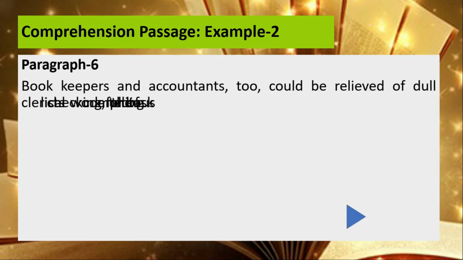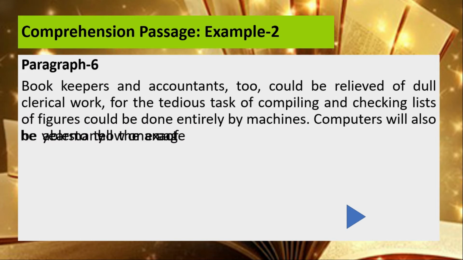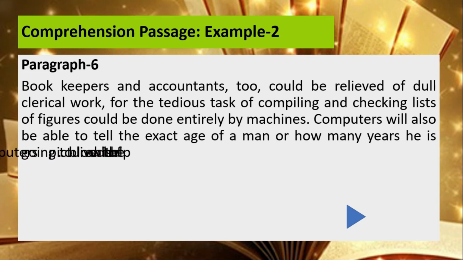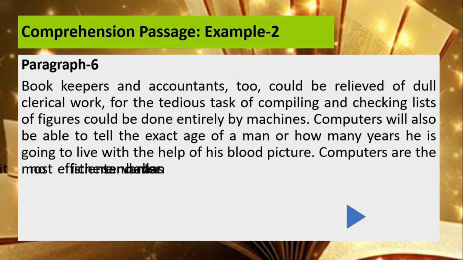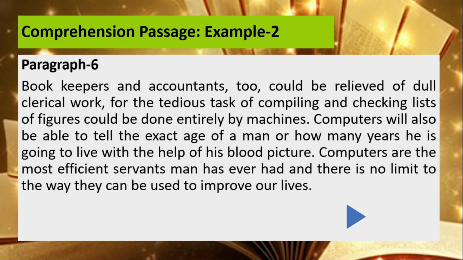Their bookkeepers and accountants too could be relieved of dull work because it becomes monotonous. Dull work that can be relieved with the help of computer. Tedious task of compiling and checking list of figures could be done entirely by machines. Computer will also be able to tell the exact age of man. So you see here the further uses of computer. Two most important places where they can be used effectively are mentioned. And finally, computers are the most efficient servant man has ever had, and there is no limit to the way they can be used to improve our lives. Like that, it concluded by saying that they are the most efficient servants.